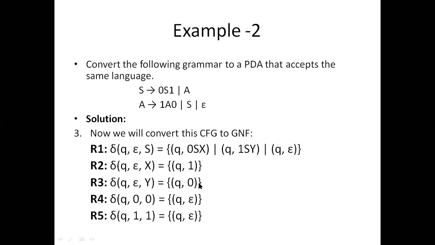We replace this Y with 0. Again, for every terminal, we add a pop operation. So if 0 is there on the input tape, 0 is there on the stack top, perform pop. Similarly for 1, and then we stop. So this is the representation of our PDA.